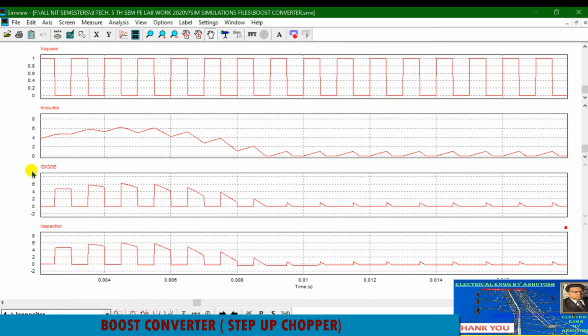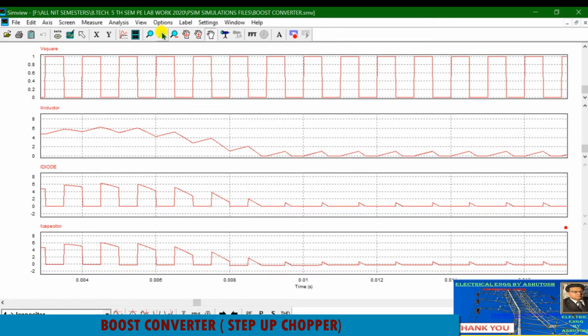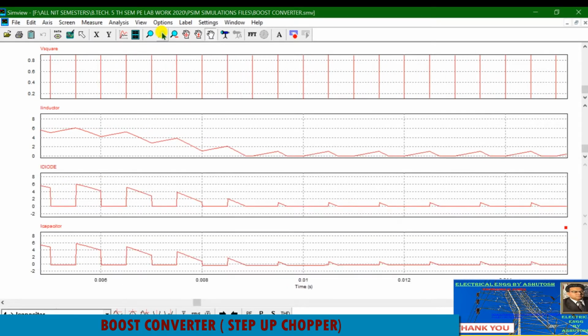So guys, you can clearly see here that during on time the inductor is charged. The inductor charging current is increasing, as you can see from the diagram. If I zoom in here, during the on period the charging current is increasing, and during the off period the charging current is decreasing.